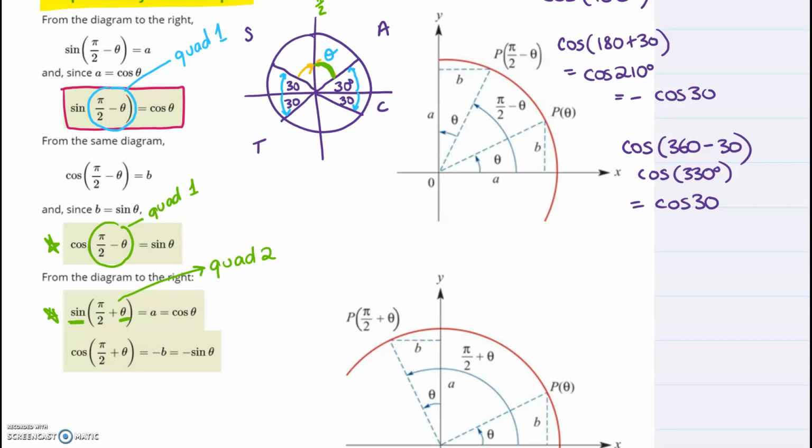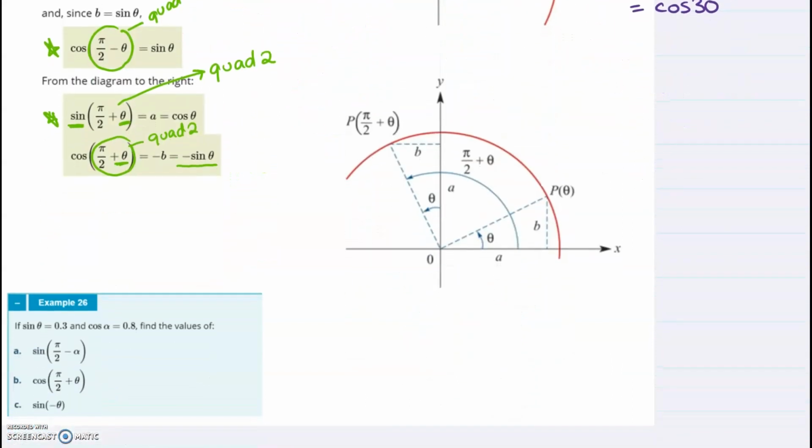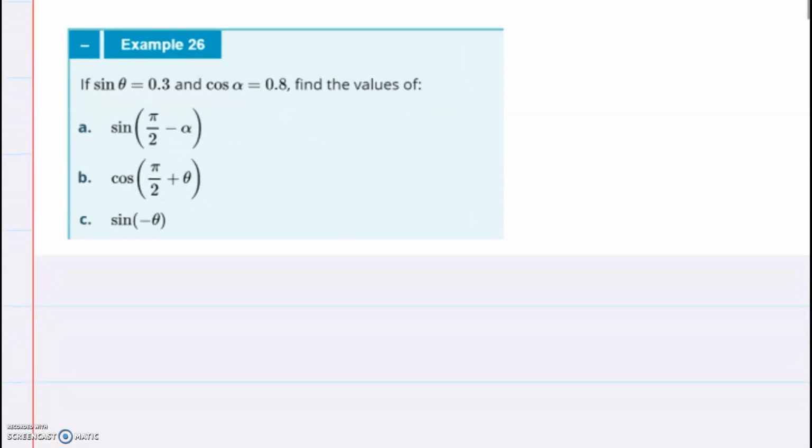Whereas with the next one, cos of pi on 2 plus theta, again, this is quadrant 2, but in quadrant 2, cos is negative. So I'm just going to use this angle theta, but it'll be negative sine theta. So I swap the cos with the sine, and you just have to allow if it's positive or negative. So let me do some examples and see if that makes it any clearer at all.